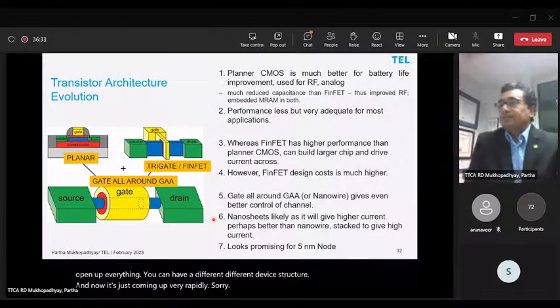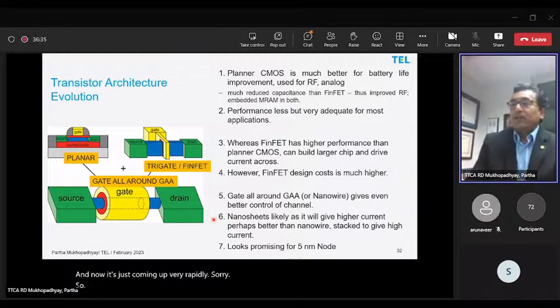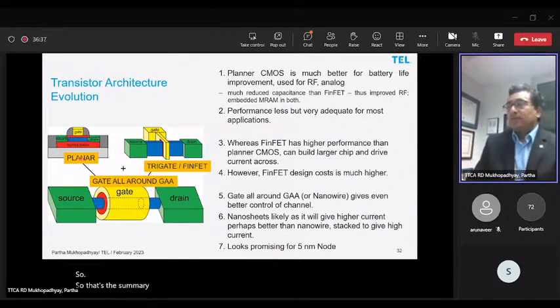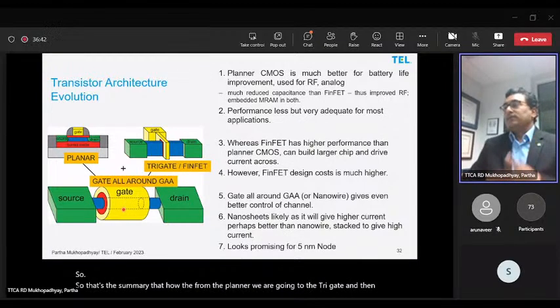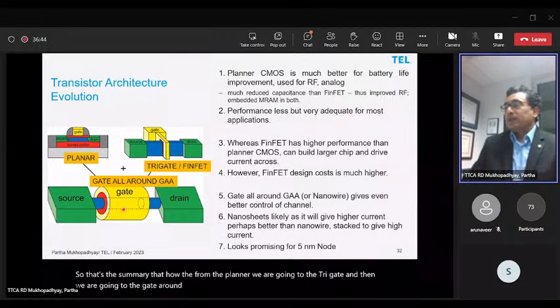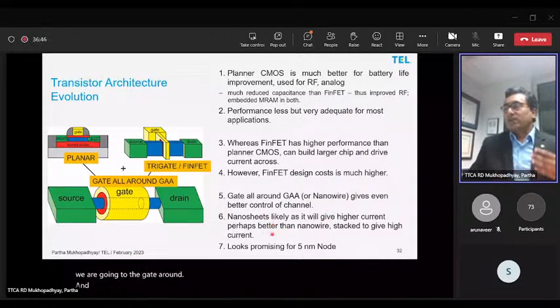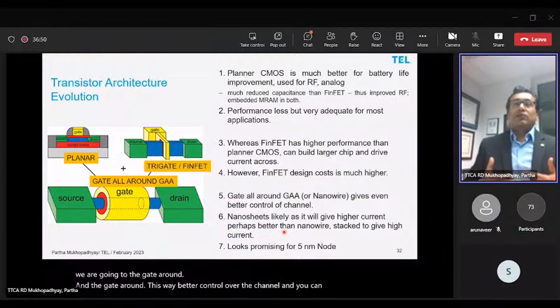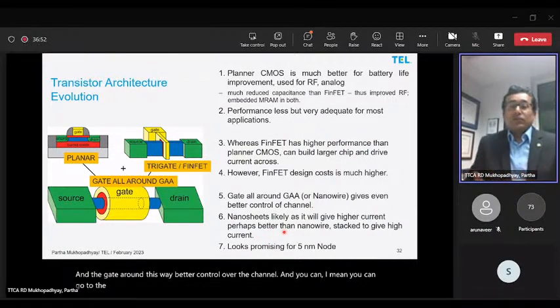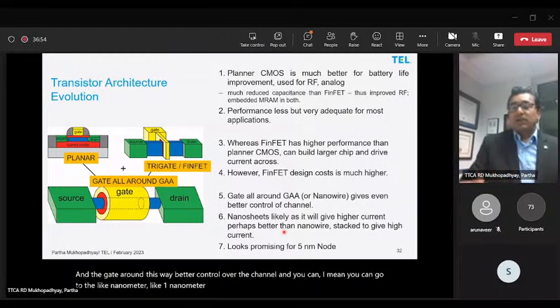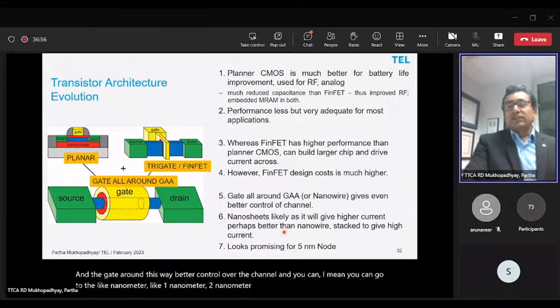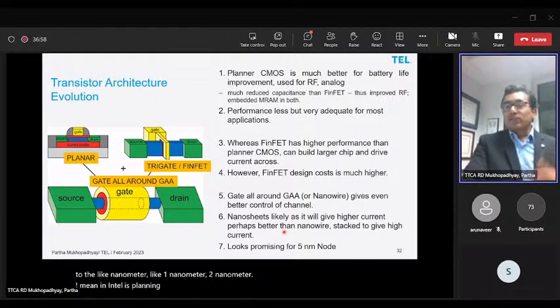So that's the summary of how we are going from planar to tri-gate, and then to gate all around, and gate all around gives way better control over the channel. And you can go down to 1 nanometer, 2 nanometer. Intel is planning at the angstrom level.